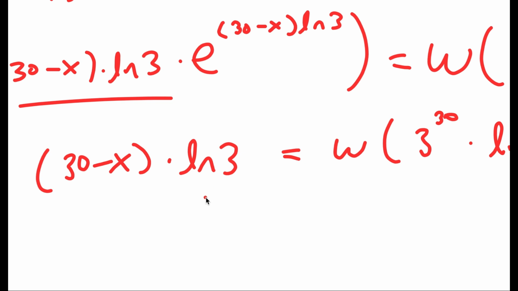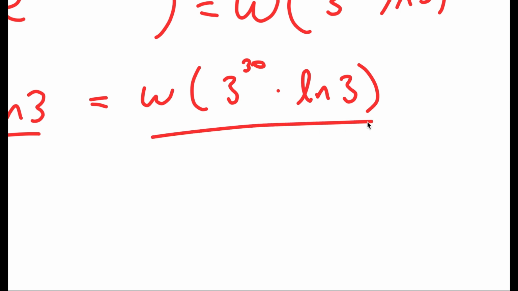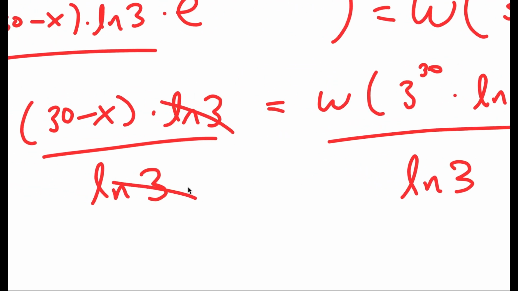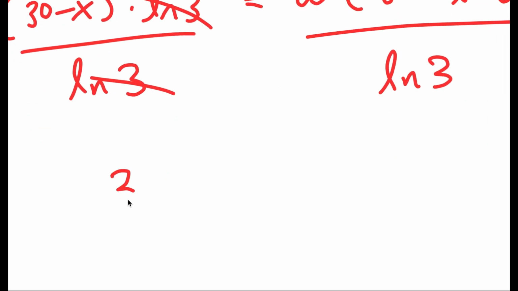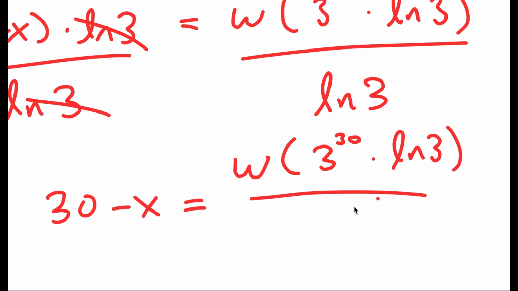So now from here, I'm going to divide both sides by ln 3. So now these two cancel out, and I get 30 minus x is equal to the W of 3 to the power of 30 times ln 3 over ln 3.